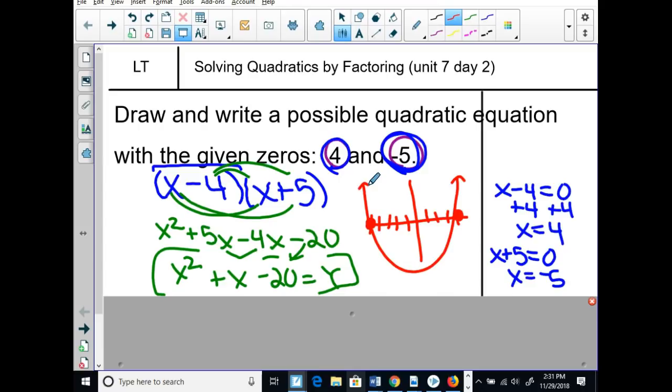All right, Unit 7, Day 2, Solving Quadratics by Factoring. Again, like I said, hopefully you paused where necessary, fast forwarded where necessary as well.